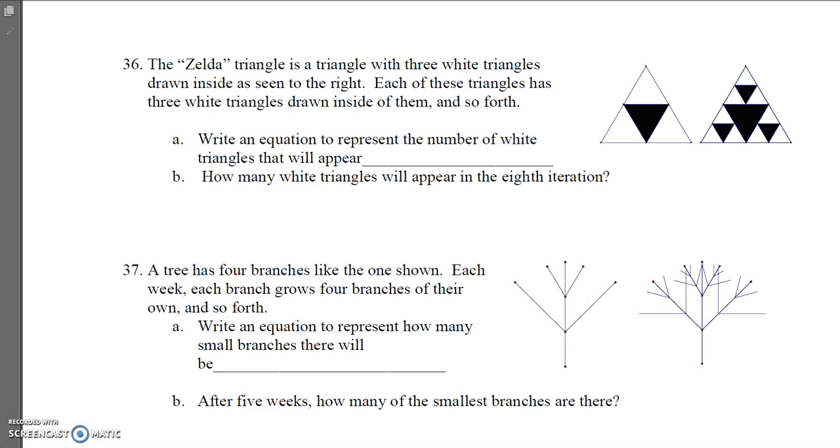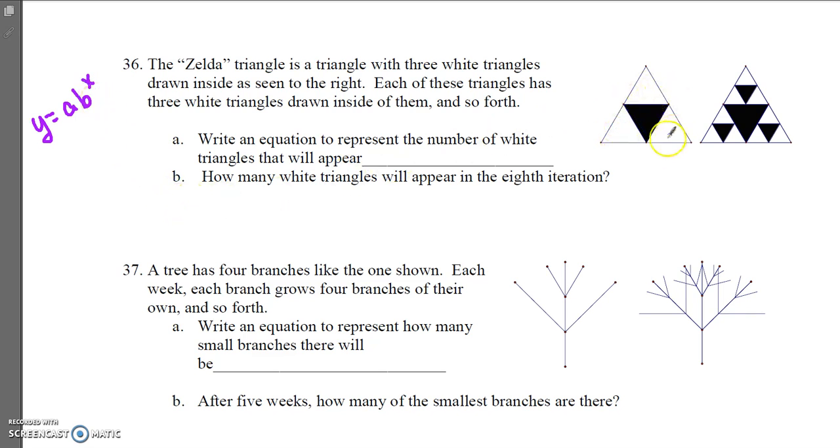Okay, so we're on number 36 now. It says the Zelda triangle is a triangle with 3 white triangles drawn inside as seen to the right. Each of these triangles has 3 white triangles drawn inside of them, and so forth. Write an equation to represent the number of white triangles that will appear. All right, so we are using our exponential function equation, and that was just y equals a times b raised to the x power. Okay, so let's look at it.